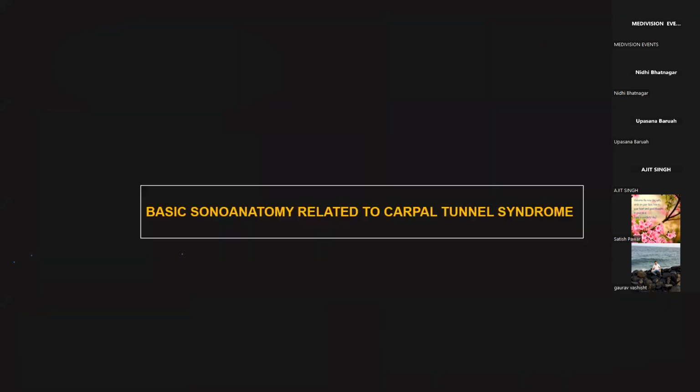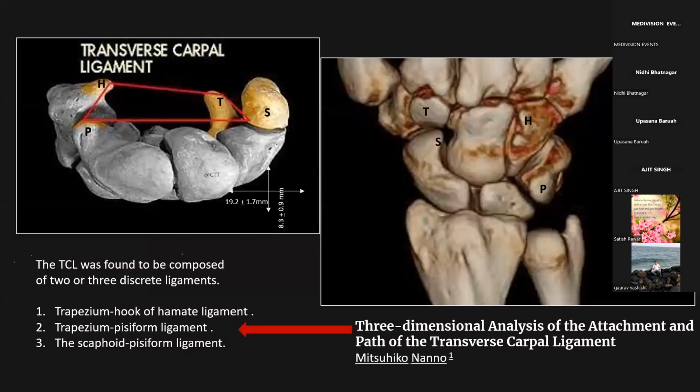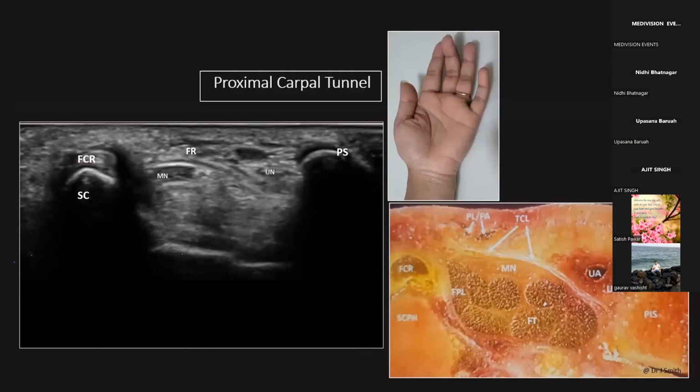So, basic sonoanatomy related to carpal tunnel syndrome. We know the bony attachments, but the new thing I learned is that the flexor retinaculum is not a single sheet of connective tissue. It has 3 components, discrete ligaments, which are in continuity from hamate to trapezium, trapezium to pisiform, pisiform to scaphoid, and the distal two are more stable. So when we put a probe on the pisiform scaphoid line, then the carpal bone we see is the capitate and not the lunate, though we say that the lunate is the inlet of the carpal tunnel.